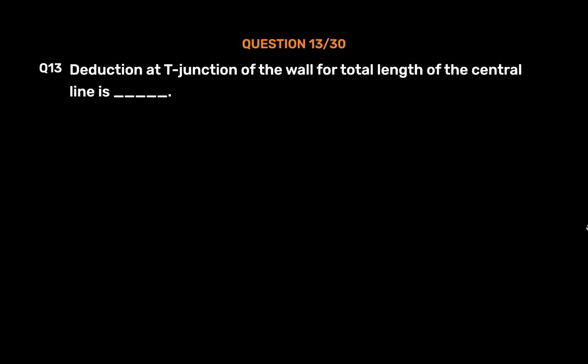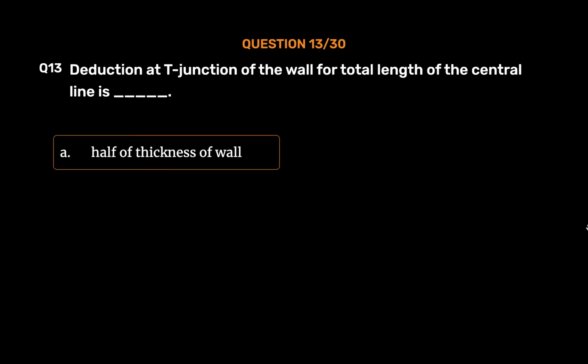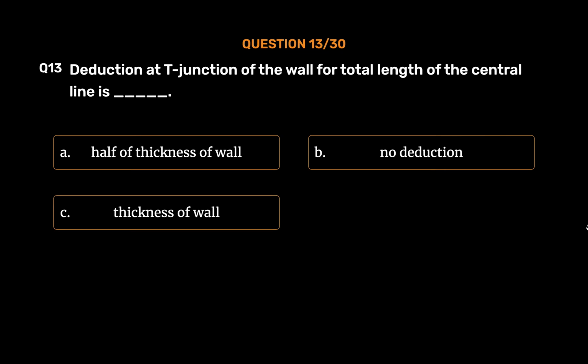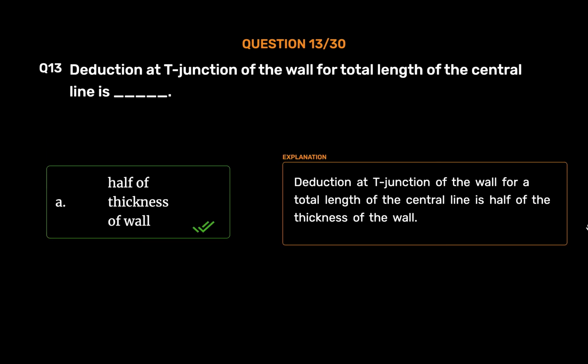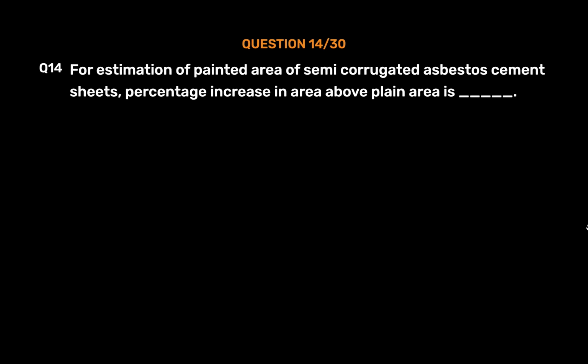Question number 13. Deduction at T-junction of the wall for total length of the central line is underscore. Option A, half of thickness of wall. Option B, no deduction. Option C, thickness of wall. Option D, twice of the thickness of wall. The correct answer is option A, half of thickness of wall. Deduction at T-junction of the wall for a total length of the central line is half of the thickness of the wall.